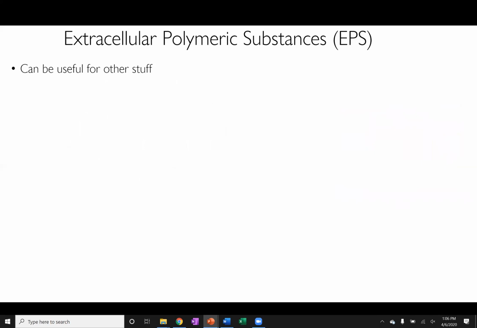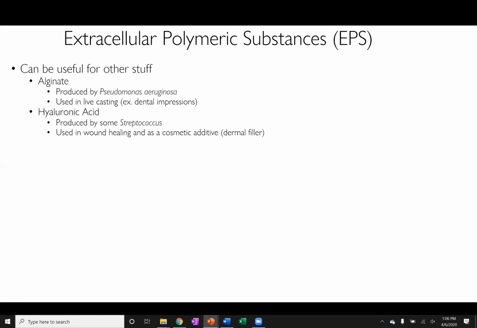EPS can actually be very useful for other stuff outside of biofilm production. So for instance, alginate, which is produced by Pseudomonas aeruginosa, is actually used in life casting and dental impressions. Hyaluronic acid, which is produced by Streptococcus, is actually used in wound healing and as a cosmetic additive. It's called dermal filler. You probably know more about that than I do. Dextran, which is actually used in medicine.